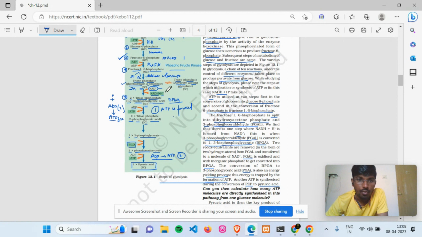So this is the process of glycolysis, and the steps involved in glycolysis and the enzymes required for glycolysis will be uploaded in a separate video.